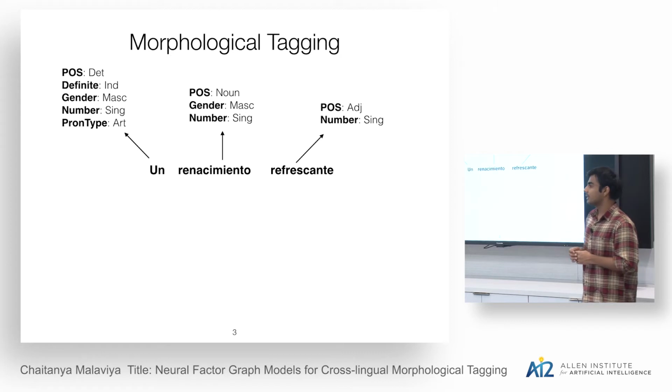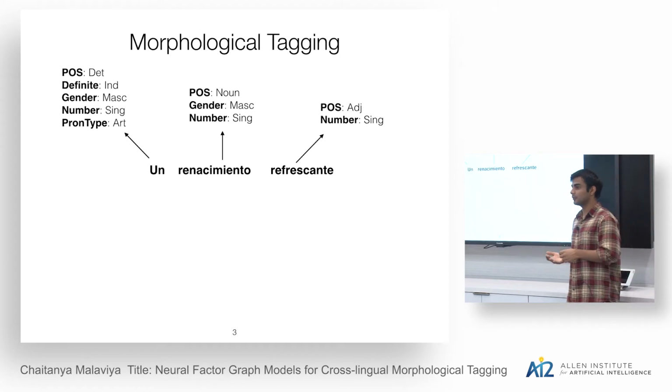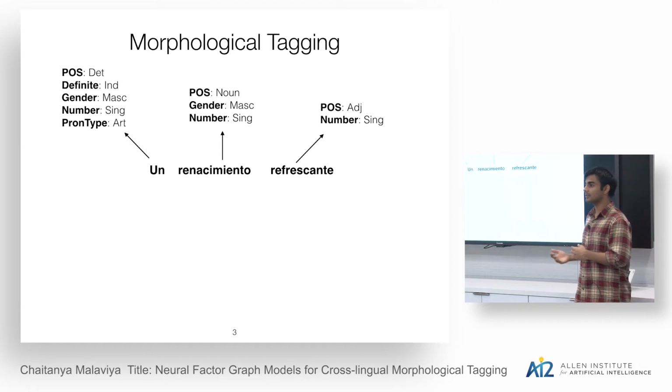Before getting into the details of the model, I'd first like to introduce the task of morphological tagging. And I'll describe the baseline model, which is a neural model that actually performs really well on this task. Through that, I'm going to try to expose some of the assumptions and faults of the existing baseline model, which is hopefully going to motivate the idea of the neural factor graph model and why we thought of it in the first place.